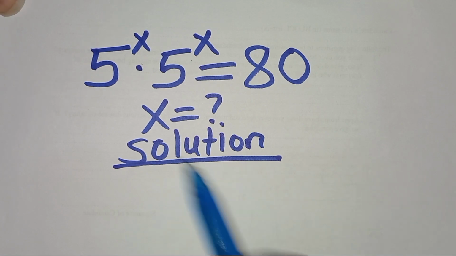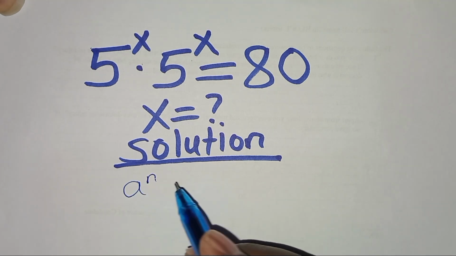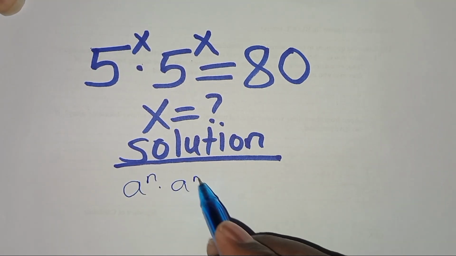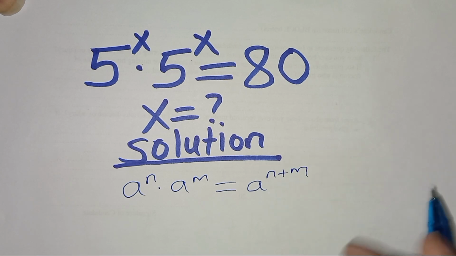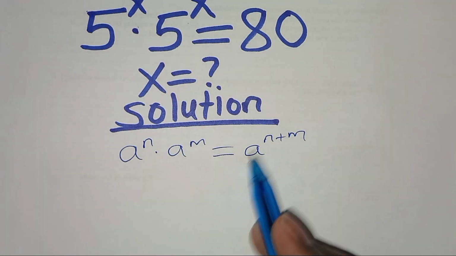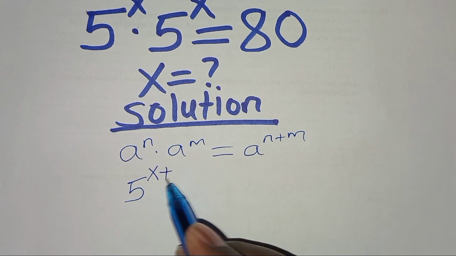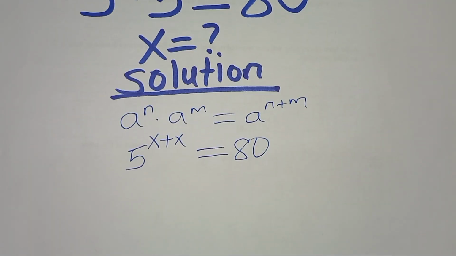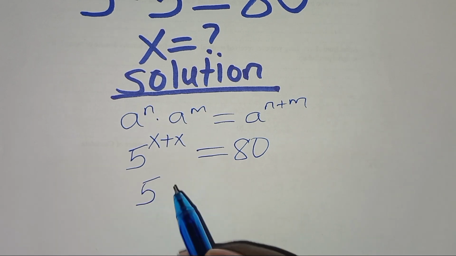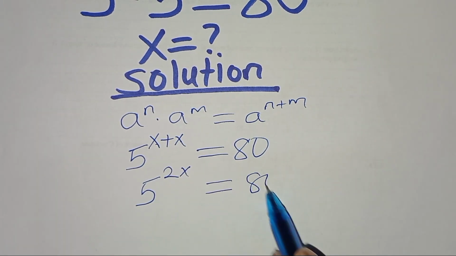So, solution. From here, we have that this exponential equation is in the form of a to the power n times a to the power m, which you can express as a to the power n plus m. So let's apply this exponent property. We will have 5 to the power x plus x, this is equal to 80. The next step here, this is 5 to the power x plus x, this is 2x, which is equal to 80.